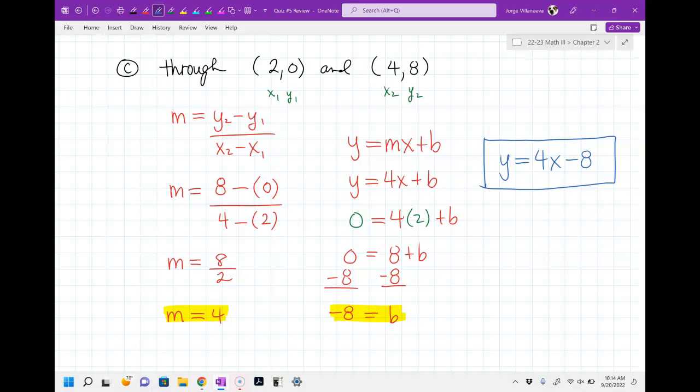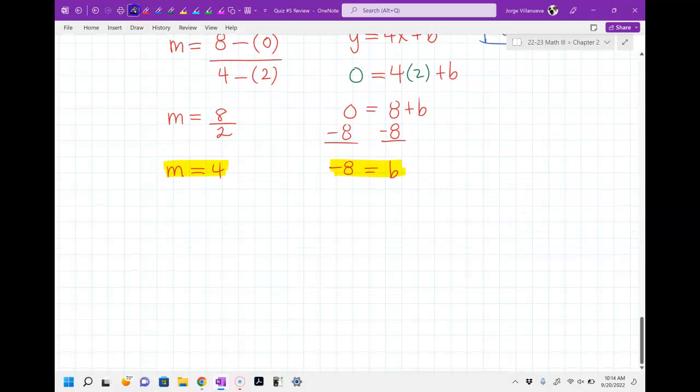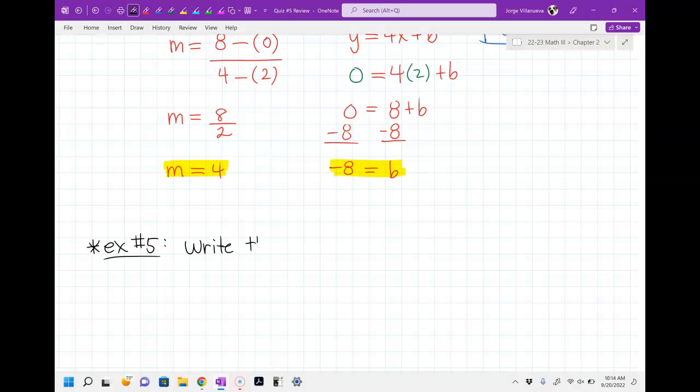Now the very last one, okay, last example. This is one of those parallel problems. So this would be example number 5. And then I'll be done. We still got 10 minutes, so we have enough time to finish. Write the slope-intercept form of the line.